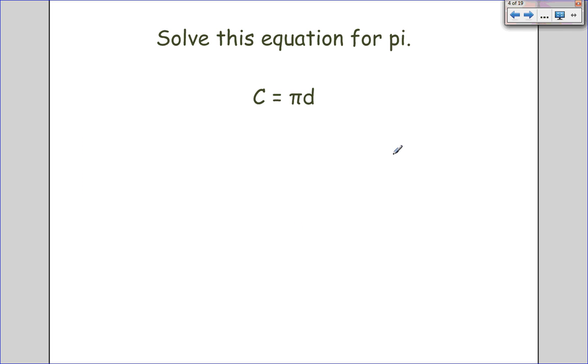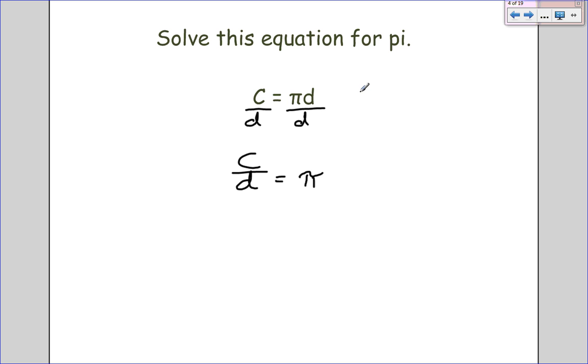So let's investigate what pi means. To do that, we're going to solve this equation for pi. In other words, we want to get pi by itself. So we divide the circumference by pi. So you get circumference over the diameter equals pi. So you can say then that pi is actually the ratio of the circumference of the circle to the diameter of the circle.